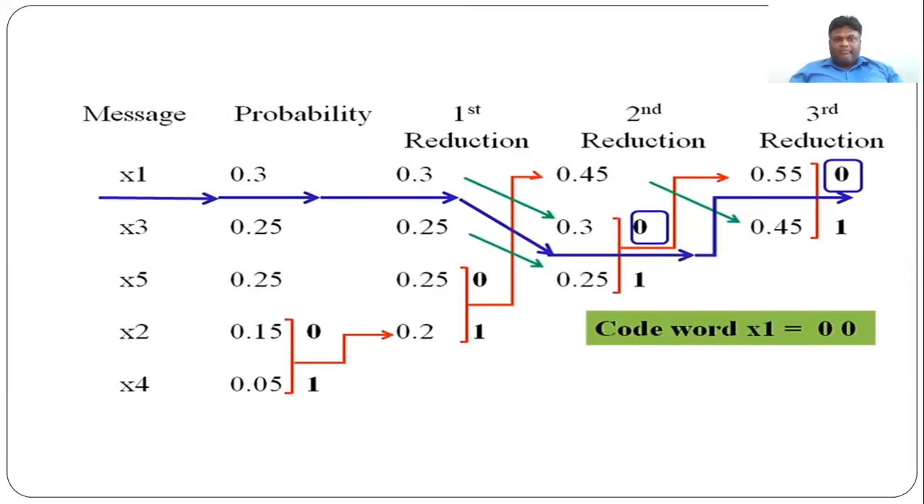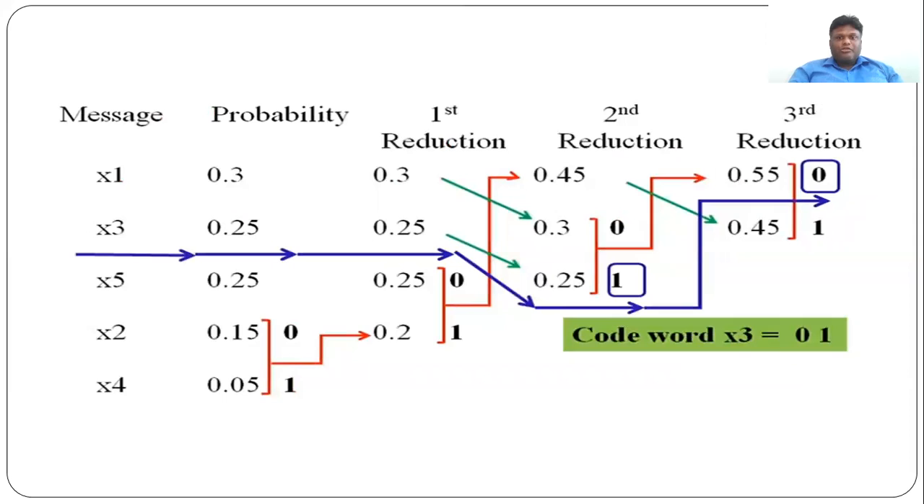Okay. So now the second message, that is x3. So x3, if you trace it out, it is 0.25.